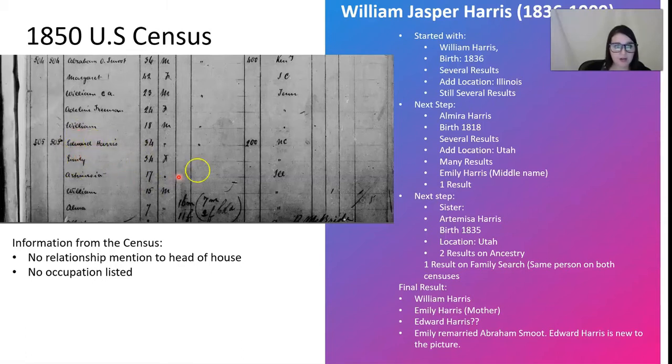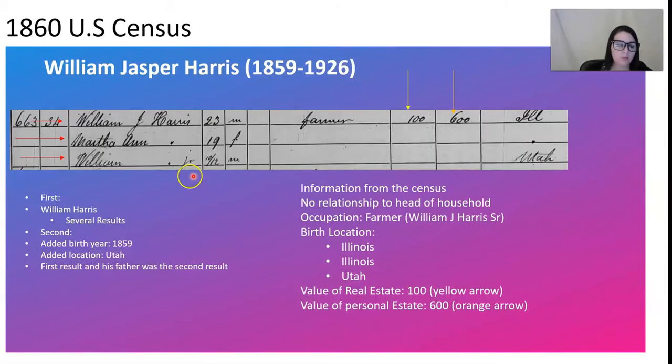And then there's also no occupation listed. There is land right here listed, like the value of land, but that's about it. And then you have the age, and then their genders. And then, as we continue on, in 1860, we'll have his son, William Jasper Harris. Now, both Williams are on here because William is not even quite 1.